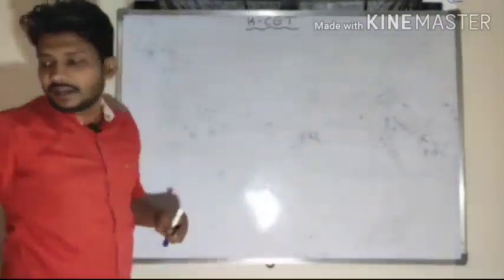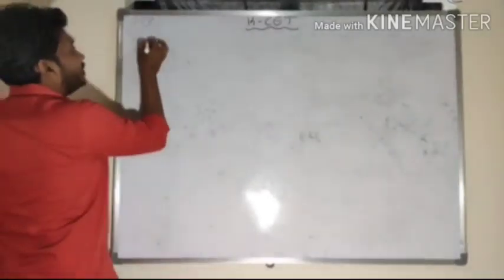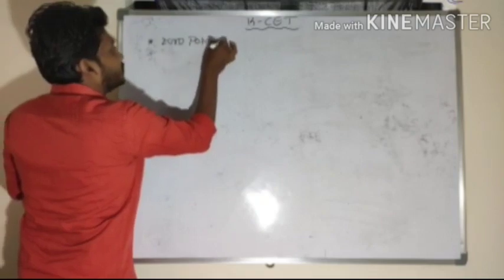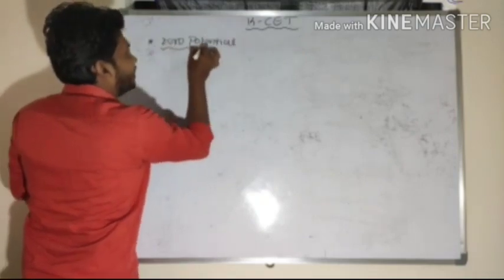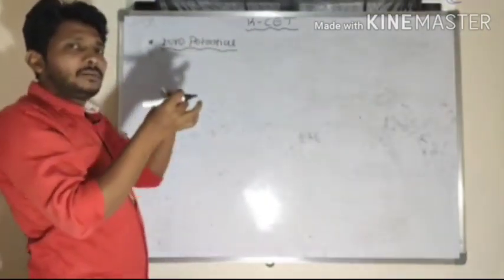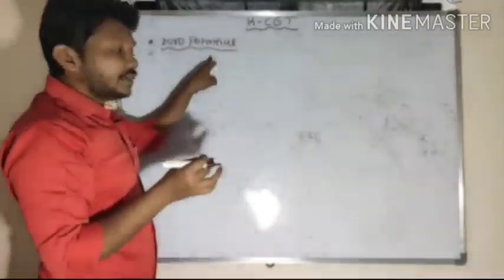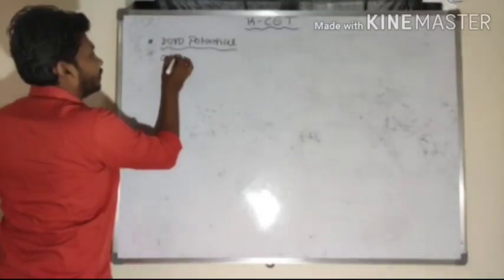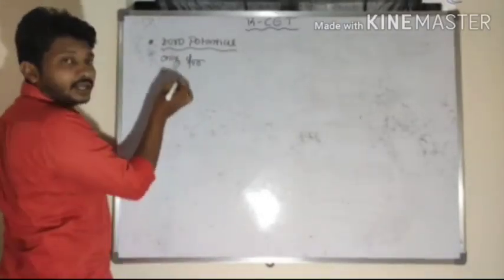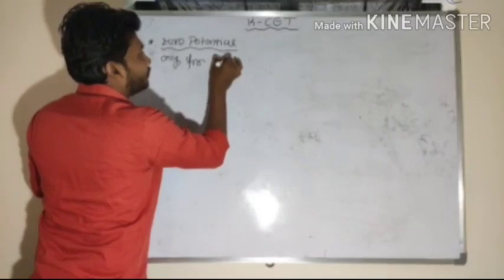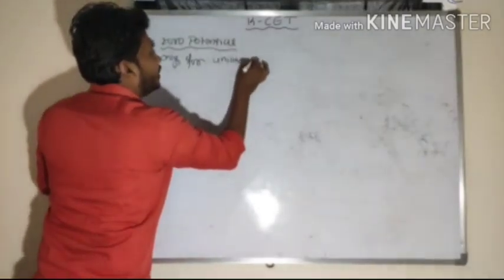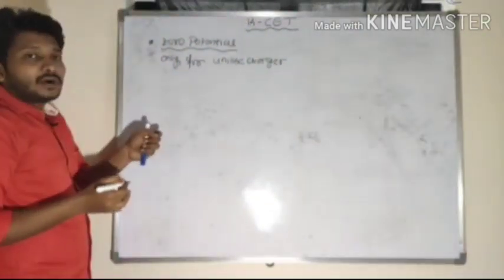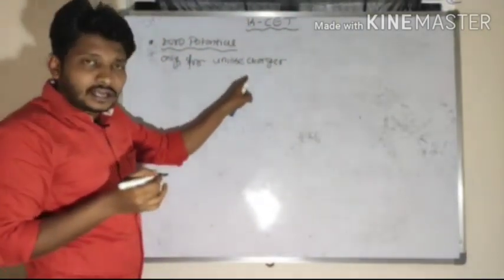So remember one point here. I need to find out the zero potential. So what is that zero potential? At a particular point the potential value is zero. Zero potential exists only for unlike charges here.